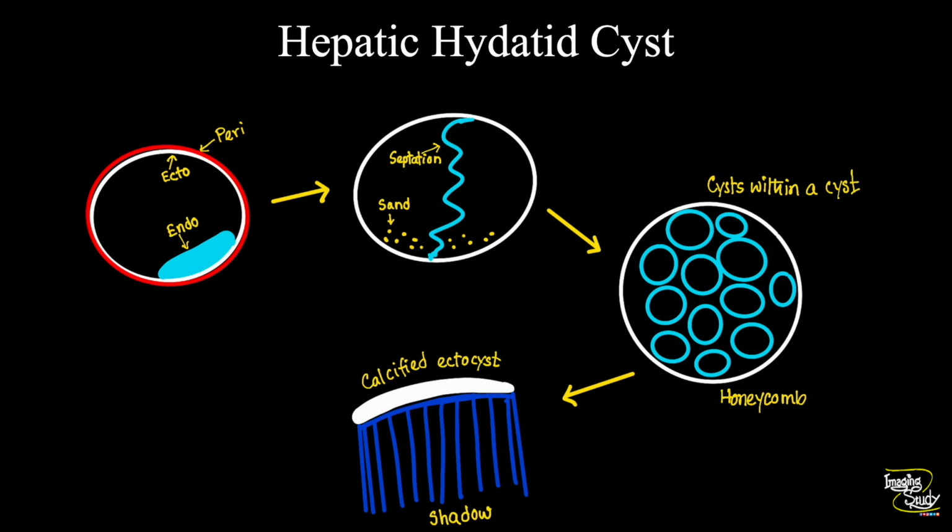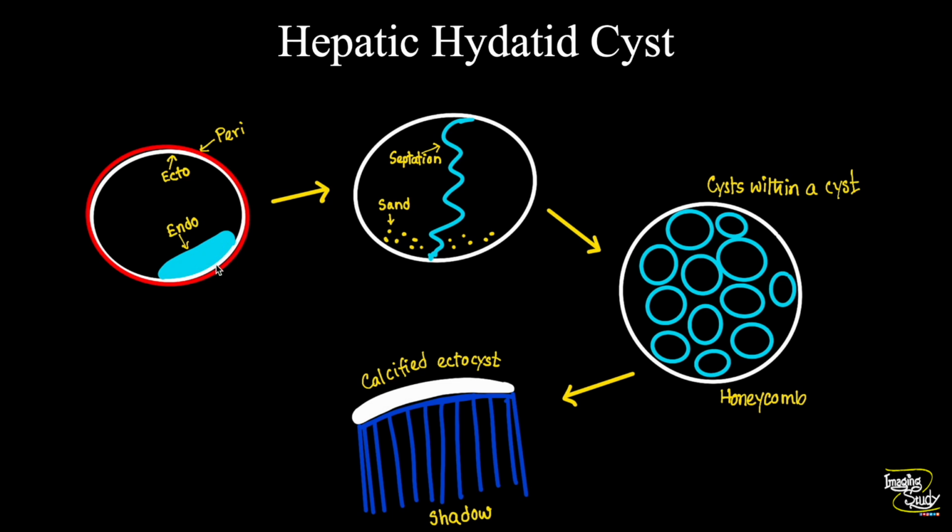You have heard that Hydatid cyst has 3 layers. The inner hyperechoic layer is called the endocyst layer. There will be an around 1 mm thick outer hyperechoic ectocyst layer. Outside the ectocyst, due to the compression of the host tissue, you will get a hypoechoic pericyst layer. So ecto, endo, peri, 3 layers. If you get a cyst with 3 layers, first think of Hydatid cyst.